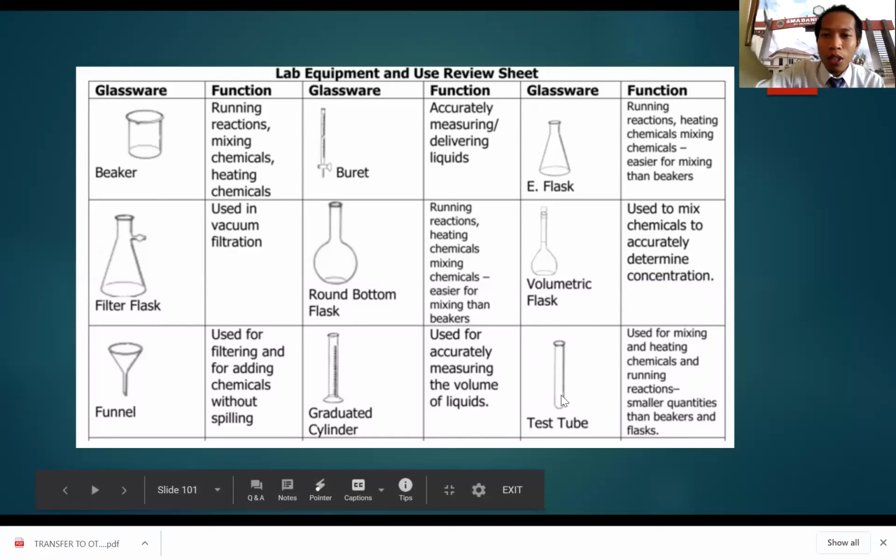Okay? So not like volumetric for mixing, Erlenmeyer, round bottom, and beaker. The test tube is mainly used for testing. So that's why it will take smaller quantities than a beaker and flask. Yeah, that's the difference.